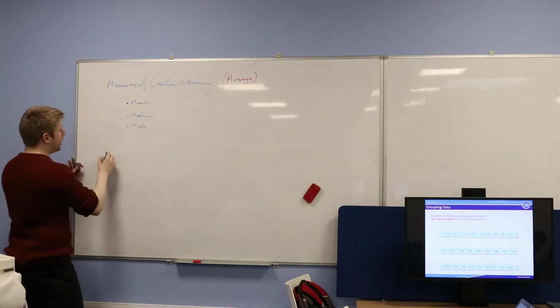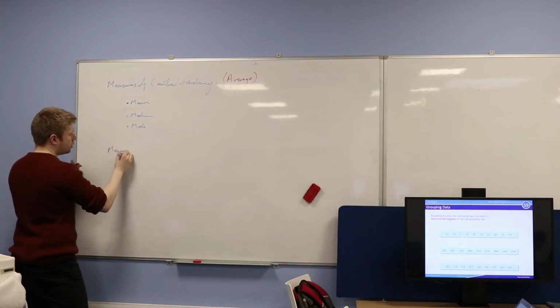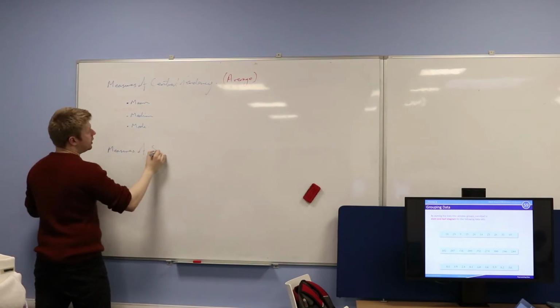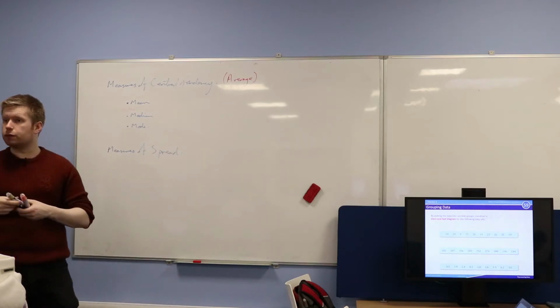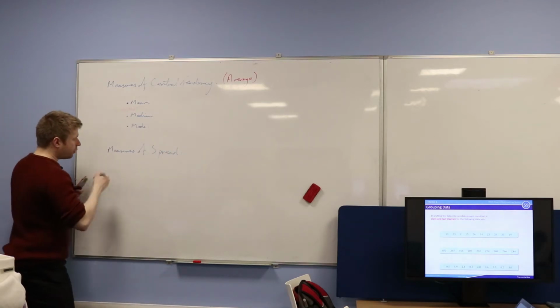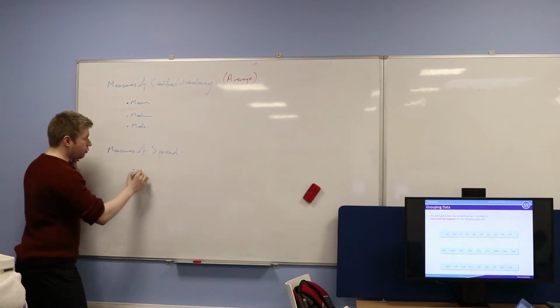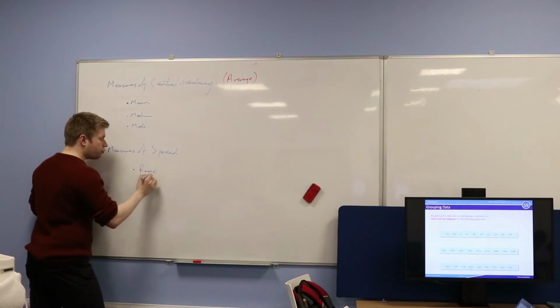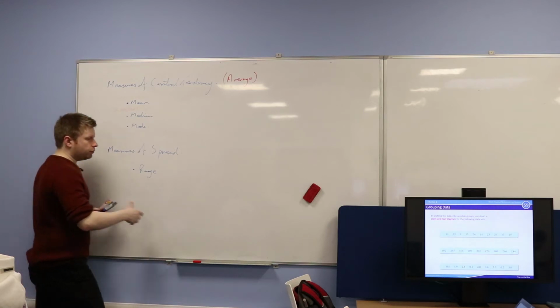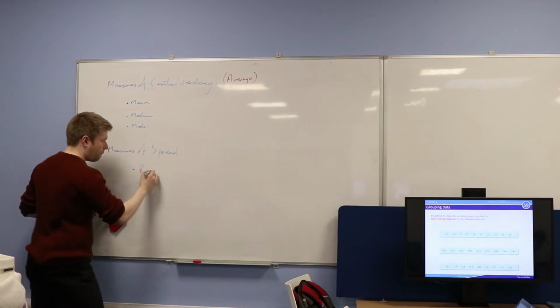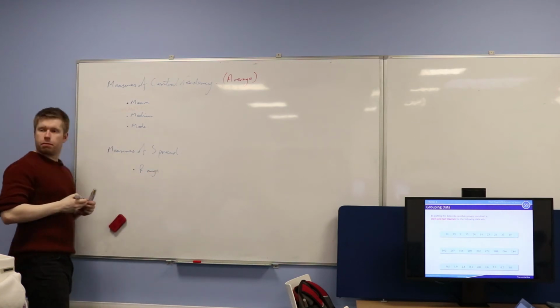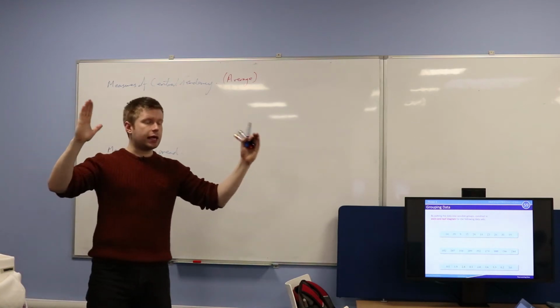Yesterday, we started looking at measures of spread, okay? And we came up with two different measures, okay? The first one we came up with, can anybody remember? The range, perfect. So what's the range again? The difference between the highest value and the lowest. Absolutely, it's the difference between the extreme values.